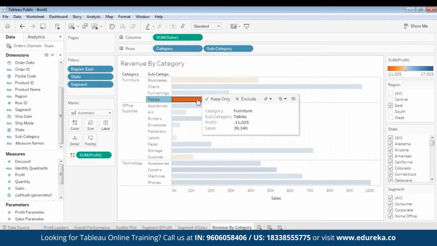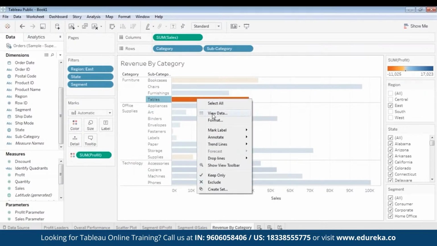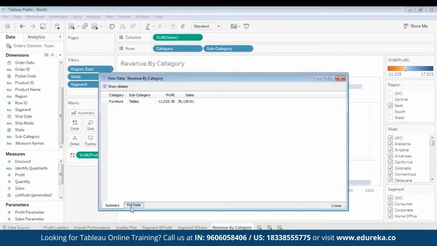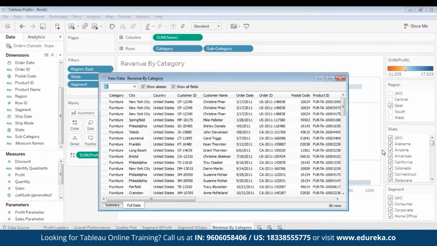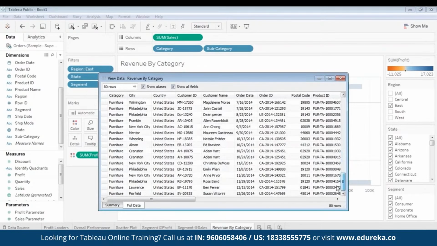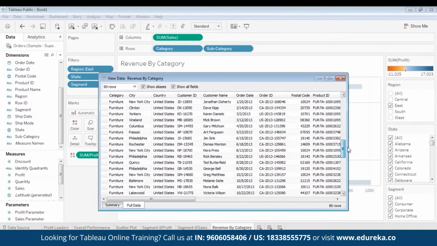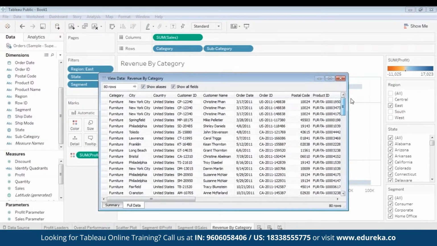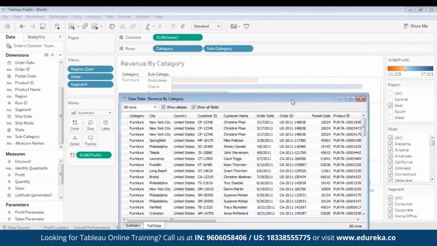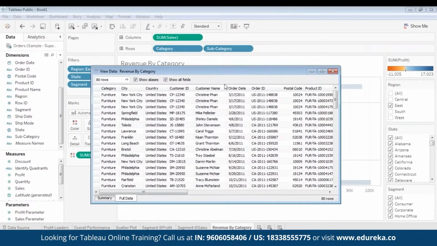What he or she can do is right click on this data, go to view data, and click on full data. You can see you have almost 80 rows, 80 transactions over here, which are affecting the revenue. So the regional manager can identify where the issue is, and can drill down much more.